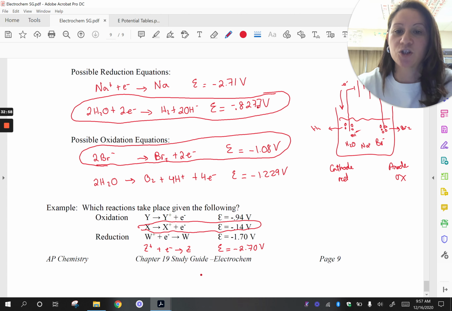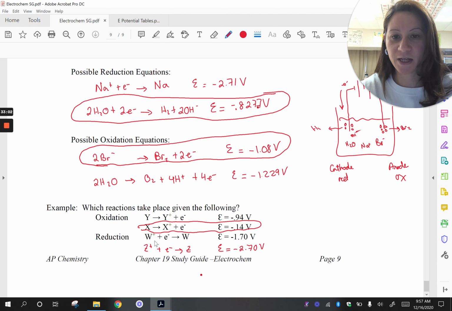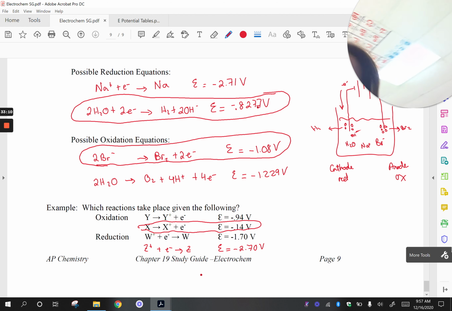Okay, let's look at the reduction ones. So we have W and Z. Those can be reduced. This one needs you to supply 1.70 volts. This one needs you to supply 2.70 volts. So the one that needs less voltage to push it to go is going to be the one that occurs.